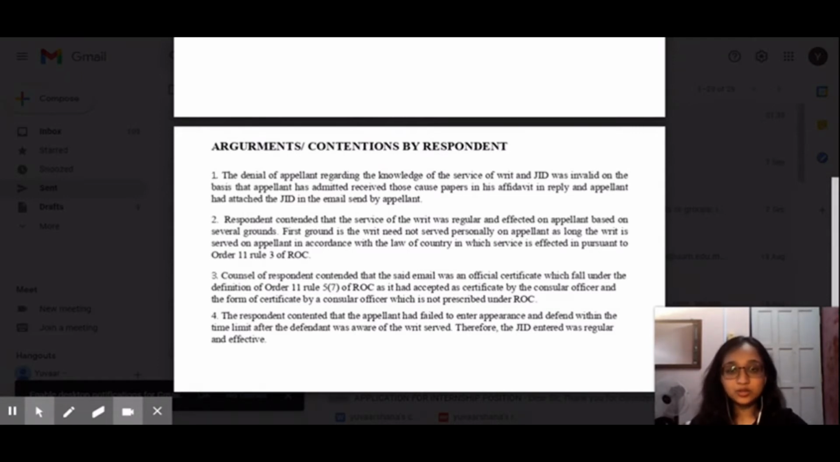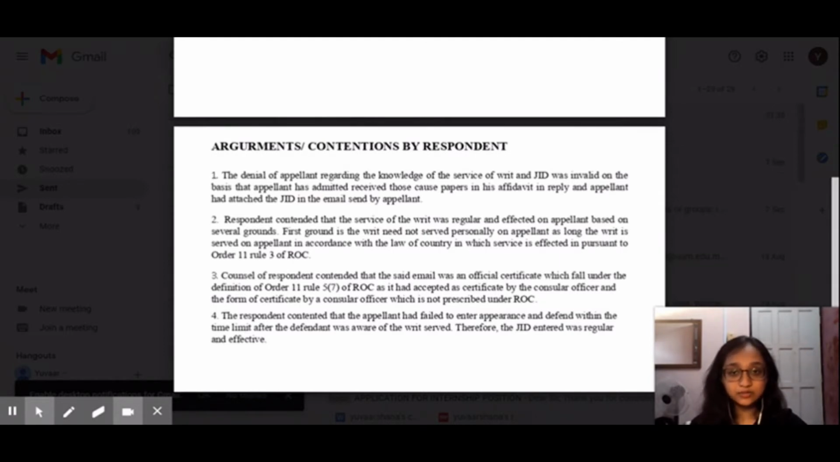Next, the respondent contended that the service of writ was regular and effected on the appellant based on several grounds. The first ground is that the writ does not need to be served personally, as long as the writ is served on the appellant in accordance with the law of the country. In this case, the service was successfully served as there was a letter issued by the Deputy Registrar of the High Court of Sabah and Sarawak, and the court papers were served at the address of the appellant.